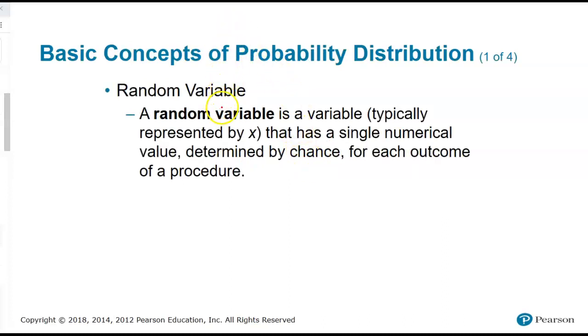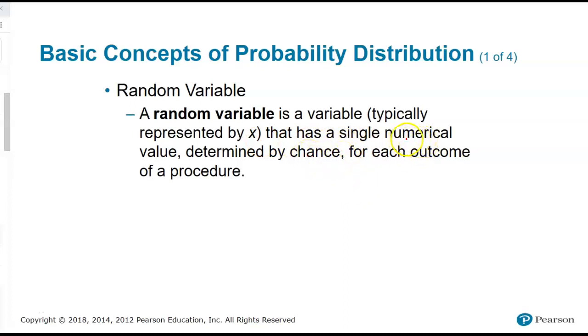Okay, so the first definition that I want you to be familiar with is that of a random variable. So a random variable is a variable, typically denoted by x, that has a single numerical value determined by chance for each outcome of a procedure. So your random variable might, for instance, be the number of girls out of 5 births. It might be the number of heads out of flipping a coin 10 times. It might be the number of people that have blue eyes out of a sample of 25. So those are some different examples of a random variable. They're basically your outcomes, the potential outcomes for a particular procedure.